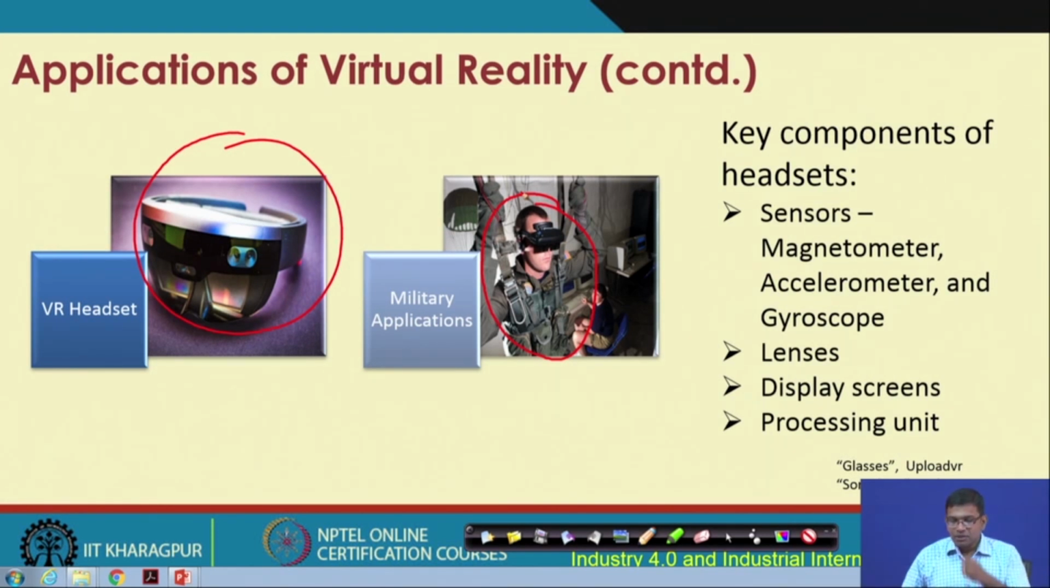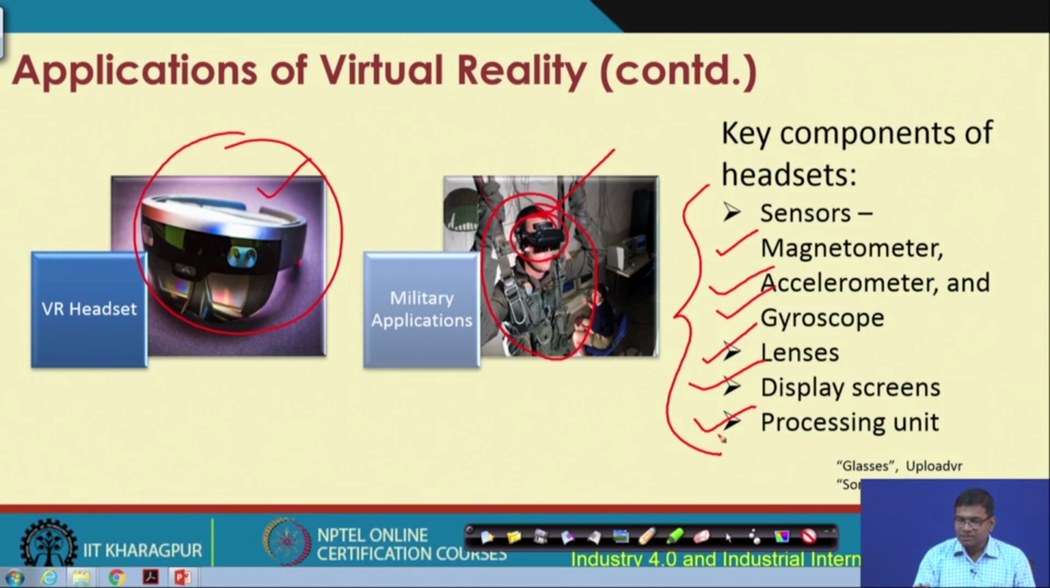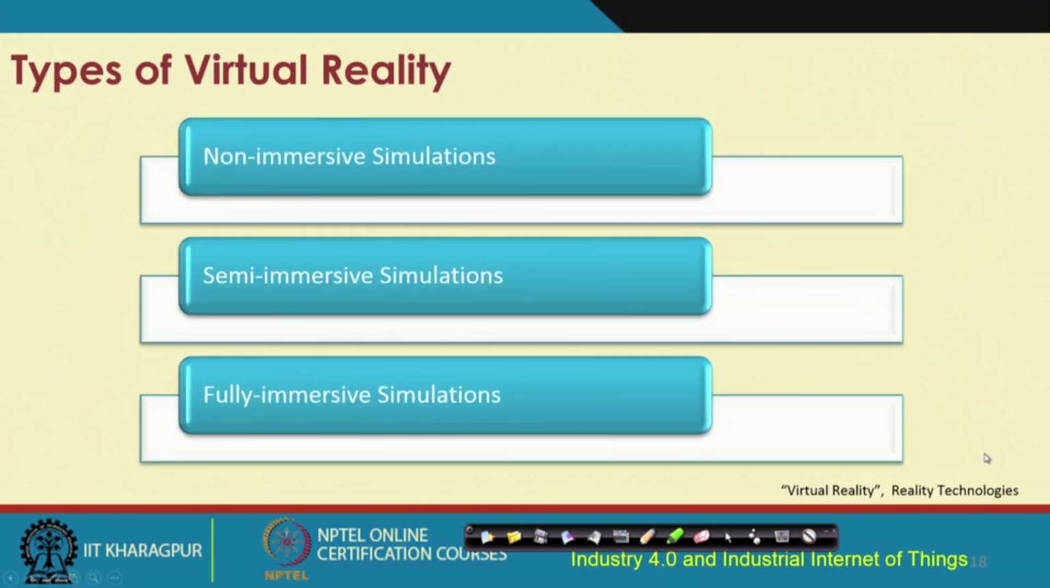So, there are different components of these headsets, and these headsets are very important. There are different types of sensors like magnetometers, accelerometers, gyroscopes etcetera, the different lenses, display screens, and processing unit. As I was telling you earlier, these are the important components of a VR system.